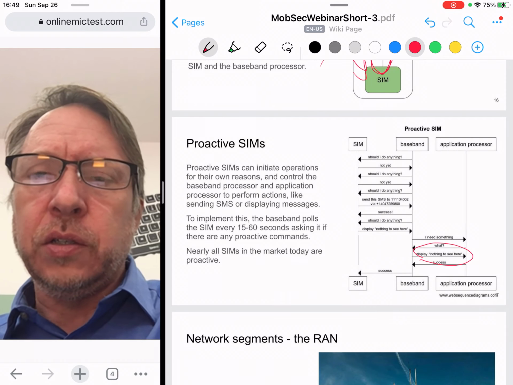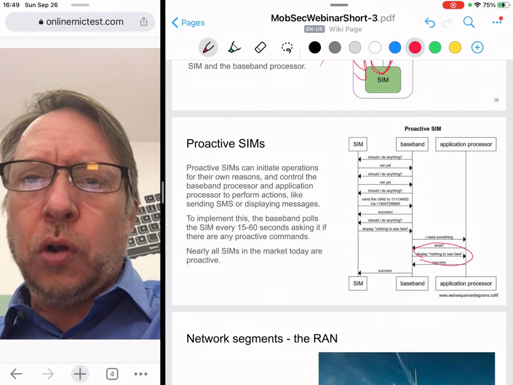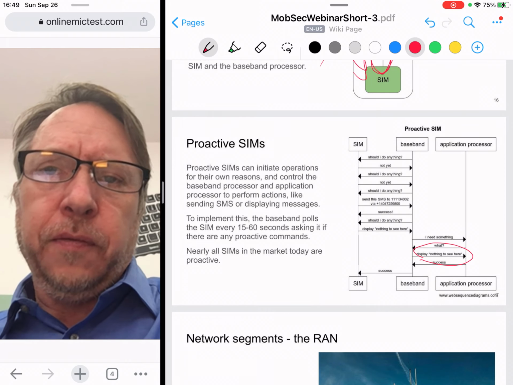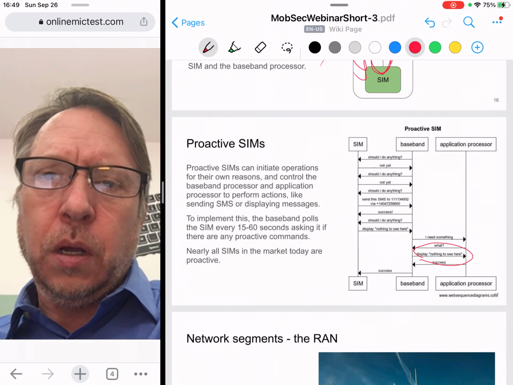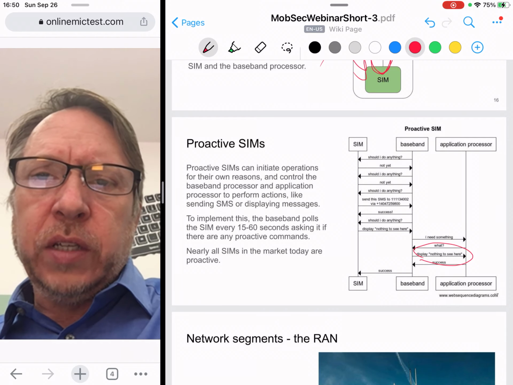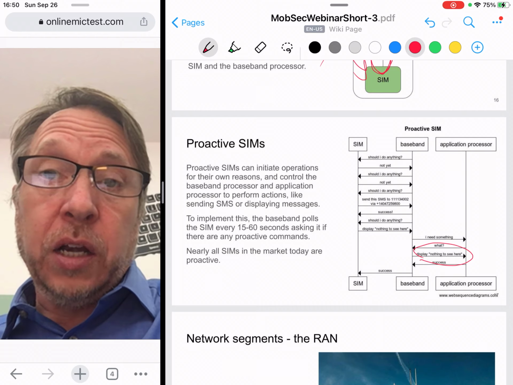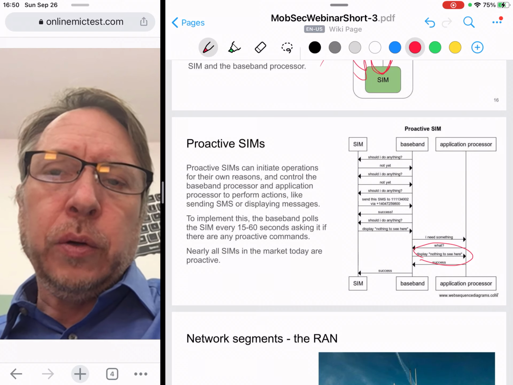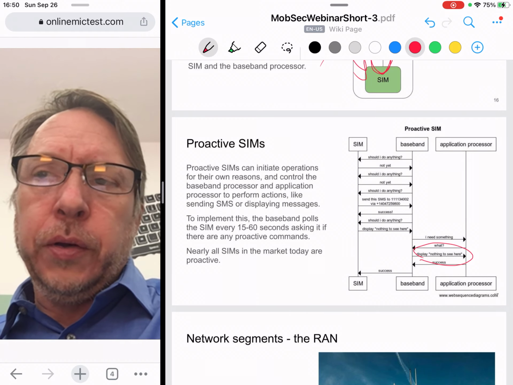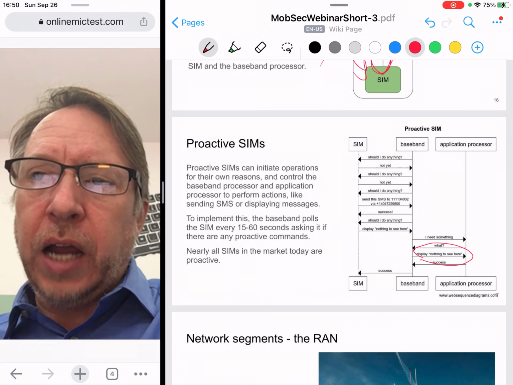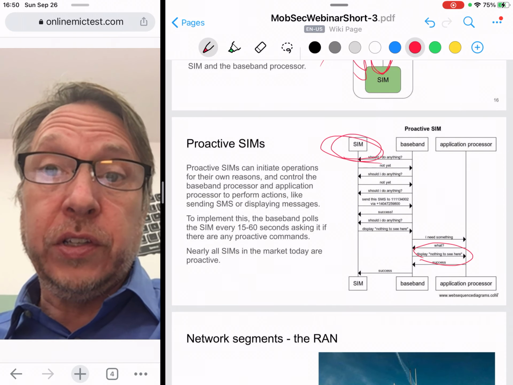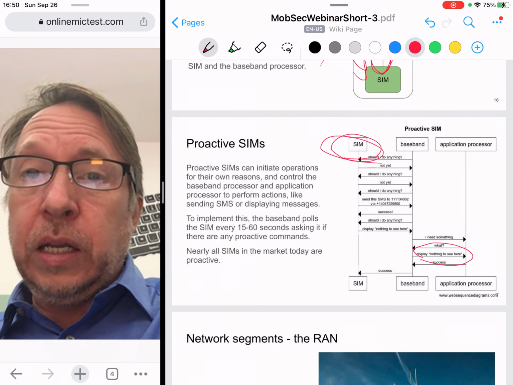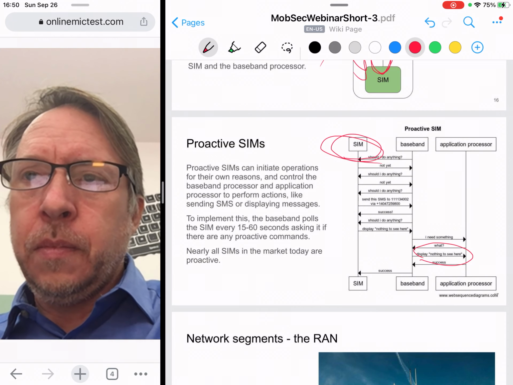And you've probably seen this if you use something like *123# for what's called USSD account management applications. *123# is the most common. You'll see pop-up windows that come up on your mobile device. Those pop-up windows are actually coming from applications on the SIM, not on the application processor. iOS and Android, they didn't do that. The SIM did that.